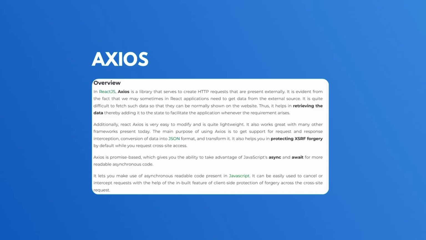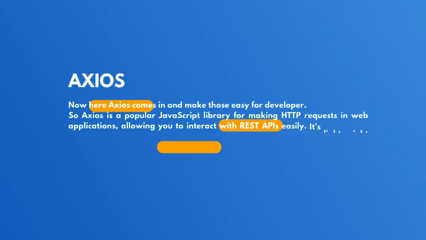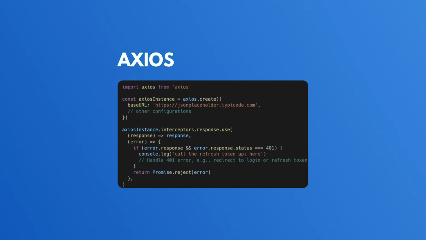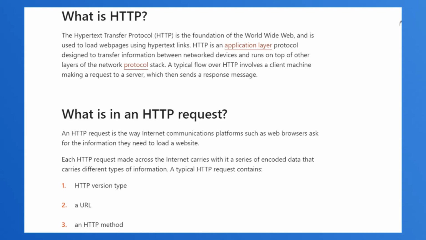So Axios is a popular JavaScript library for making HTTP requests in a web application, allowing you to interact with REST APIs easily. It's lightweight and handles requests asynchronously, and this just means it doesn't block the user interface while waiting for a response. And mainly it will wait for a response before taking action. In simple words, you need asynchronous operations, like you only show the data if it's already loaded from the backend API.